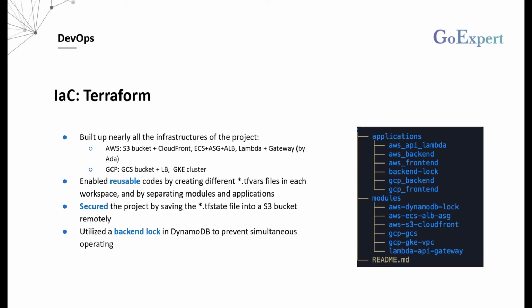Other features worth mentioning include an S3 bucket used to save the state file, and a DynamoDB table utilized to save the backend lock. Those features ensure the secure information will not be exposed to unnecessary people, and prevent conflicts in case multiple operations occur simultaneously. Next, please.